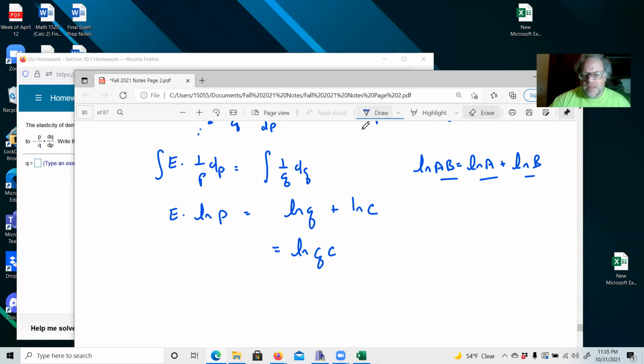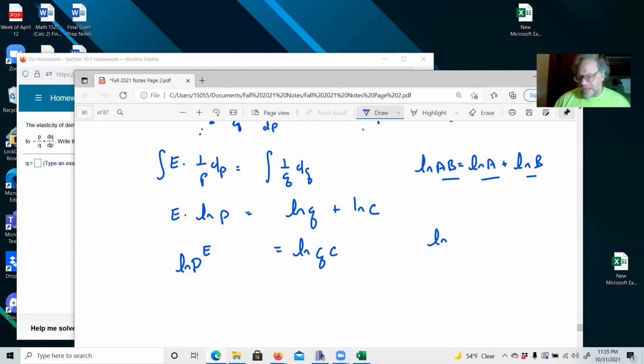Okay, this is going to be P to the E. ln, okay, is equal to this. And of course, we just did this from the last chapter. The ln of a to the r is equal to r times ln a. This goes backwards too, so if I've got E times ln p, then we can turn it into an ln of p to the e.